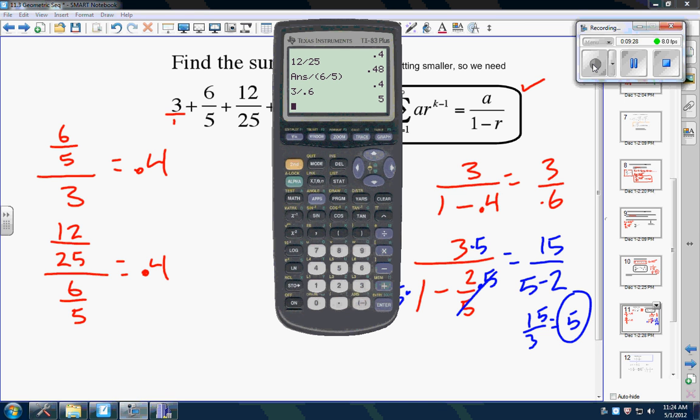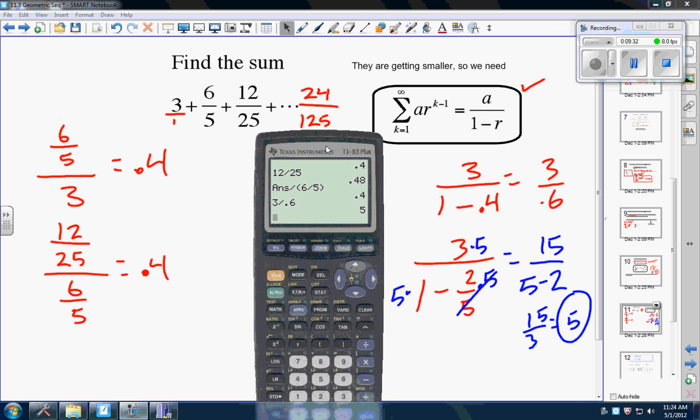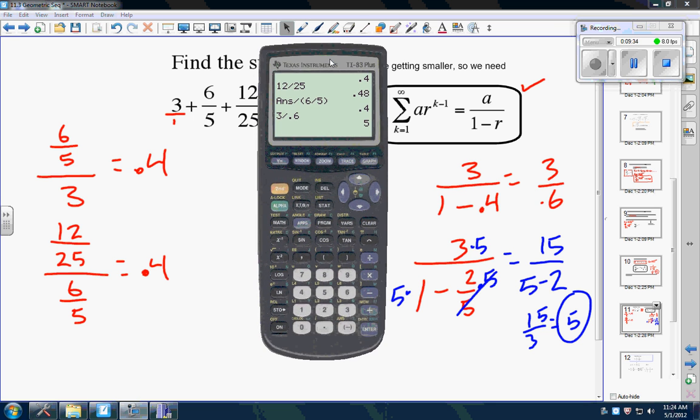So as this goes to infinity, this series will sum to 5. So we started with 3 plus 6/5. We're already at 4.2. So everything we add afterwards is just slowly, slowly, slowly getting us closer and closer and closer to 5. Okay, so there's a quick little lesson on geometric series and sequences.